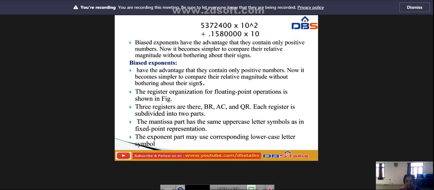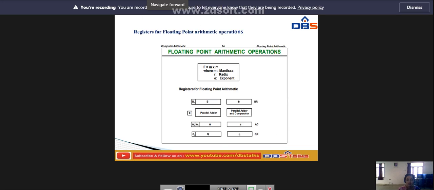So there are three registers: BR, AC and QR. Each register is subdivided into two parts. The mantissa part has the same uppercase letter symbols as in the fixed point representation. The exponent part may be considered with lowercase letter symbols. So these are the registers for floating point arithmetic operations. So this is the diagram.